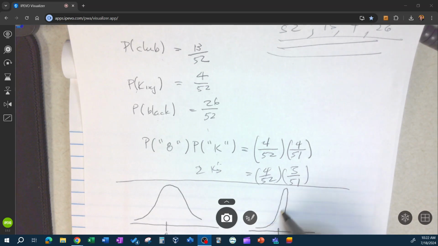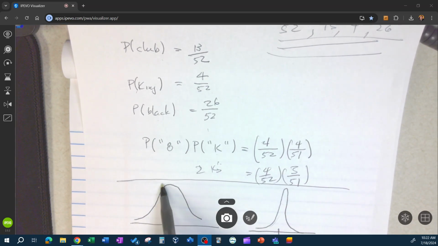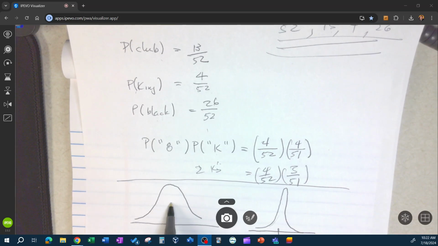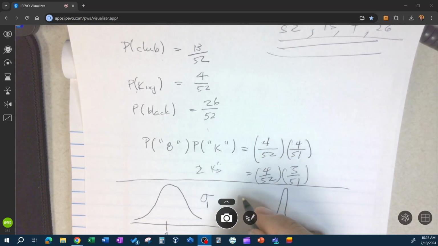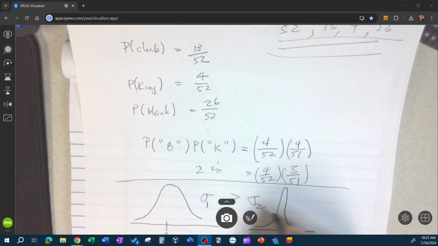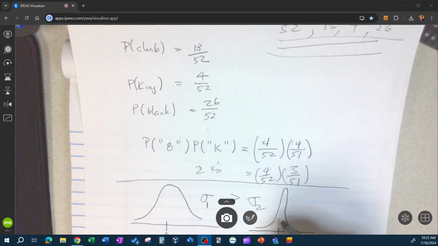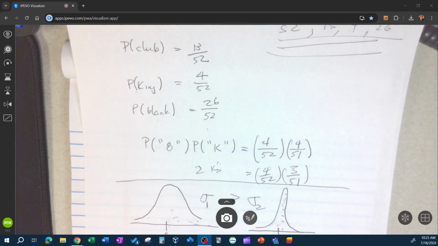But this one also, what's the other difference? Well, this has a bigger spread. The data is more varied. So the standard deviation of this one is greater than the standard deviation of this set, right? This one, the data is stacked up on top of each other, whereas this one, it's more spread out.